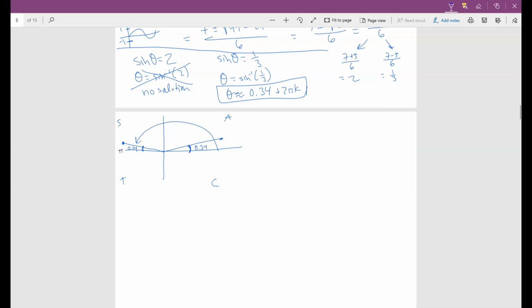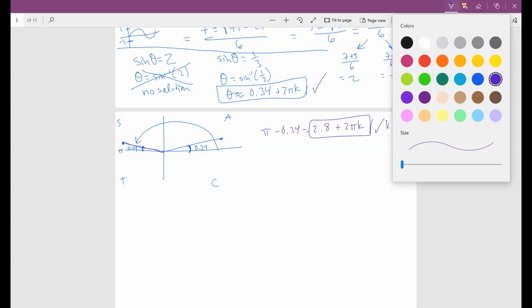So I'm going to take pi minus 0.34, and that's going to give me this other angle. Okay, so I'm going to take pi minus 0.34. That's going to give me 2.8 plus 2 pi k. So that's going to be my other solution. So basically, the only solutions are this guy and then this guy. Okay? All right, so now let's do a couple more.